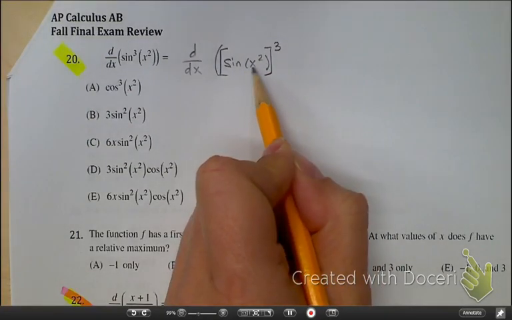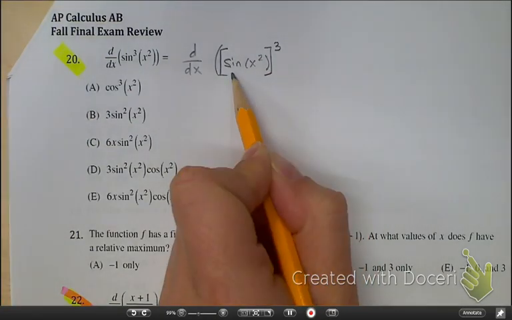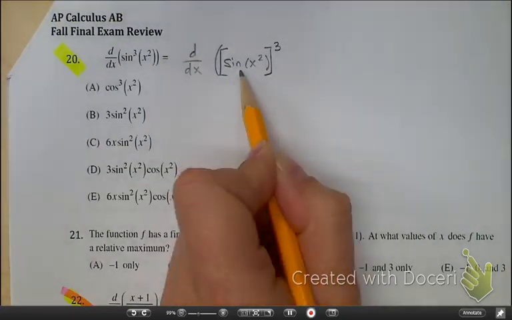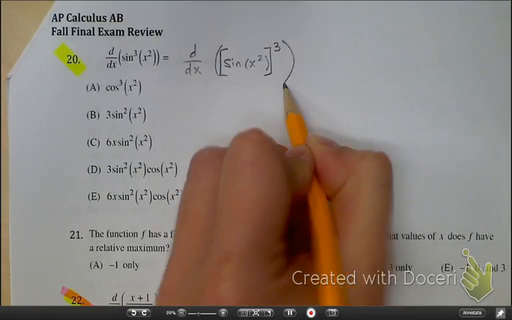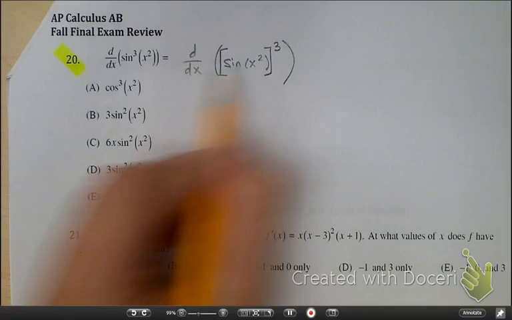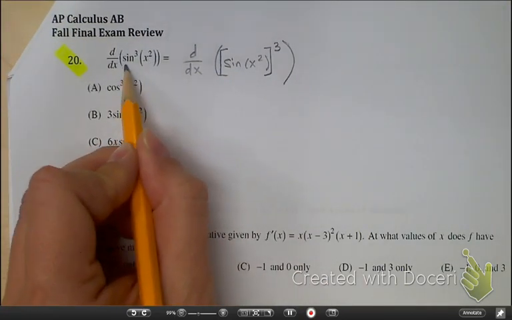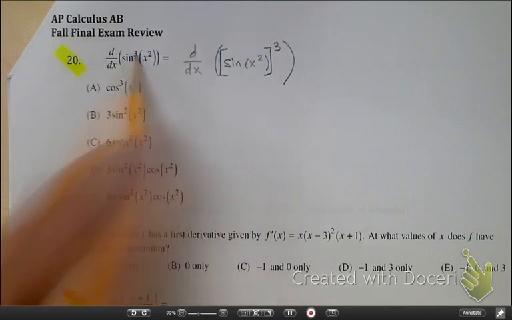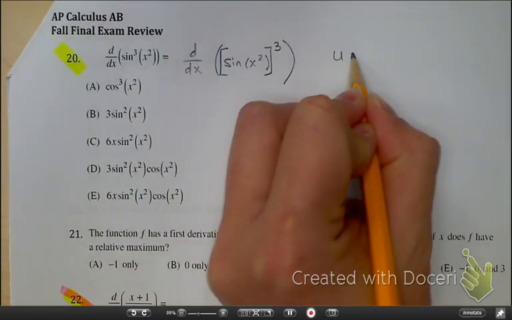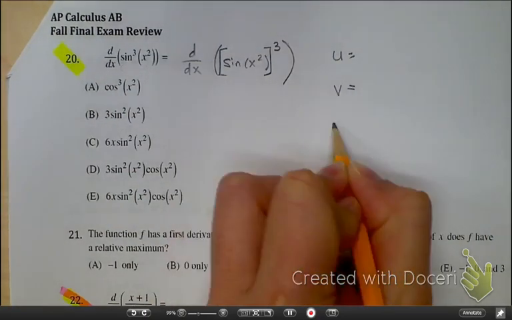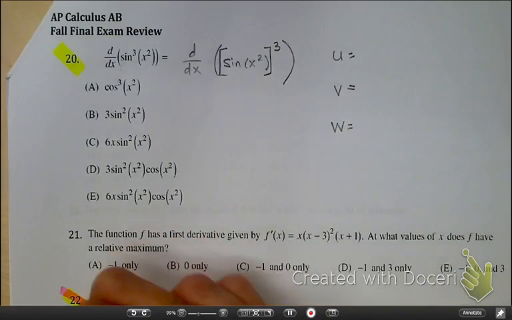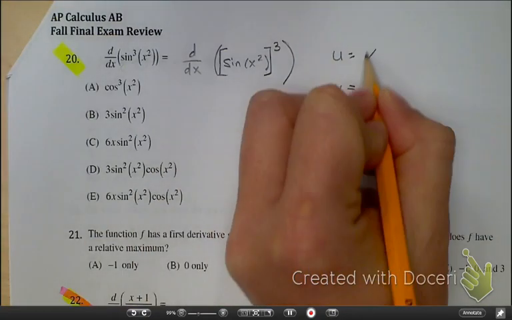So the x squared is inside of the sine function. And then the sine of x squared, that whole thing, is inside of the cubed function. So make sure you have that order correct. So x squared is the very innermost function. The next innermost function is sine. And the last function is that we're cubing all of that. So when I take this derivative, it's a chain rule, and I need a u, a v, and a w. So the very innermost function is x squared.